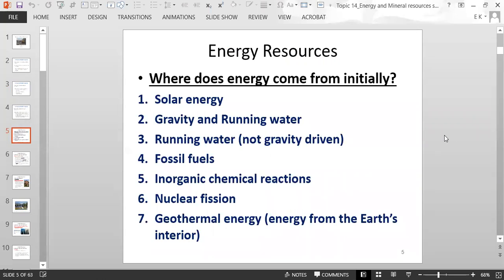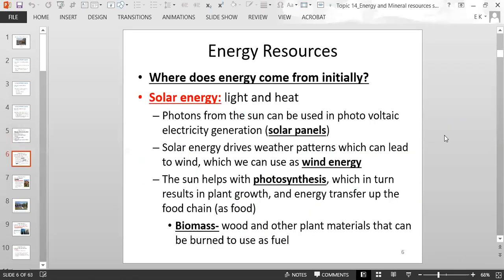So where does energy come from initially? We have solar energy, gravity and running water that's not gravity driven, fossil fuels, inorganic chemical reactions, nuclear fission, and geothermal energy, which is the energy from the Earth's interior. So then I'll go through all of these.